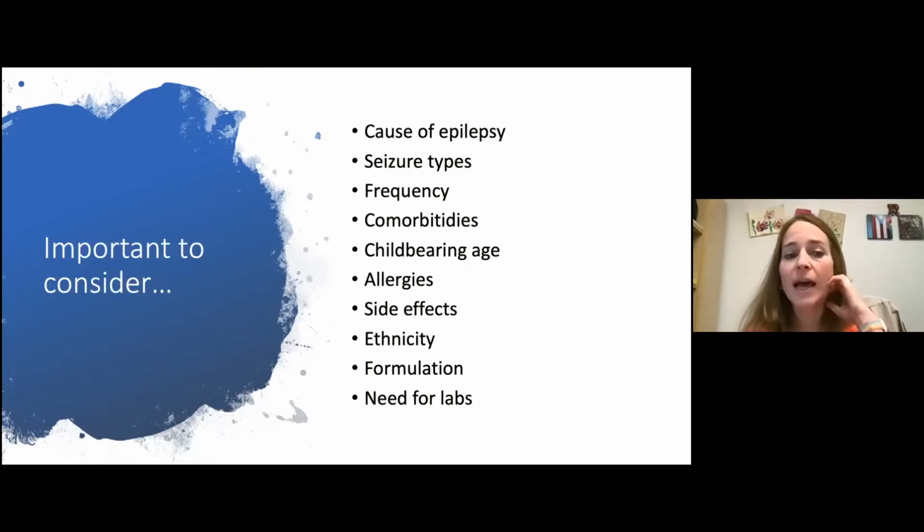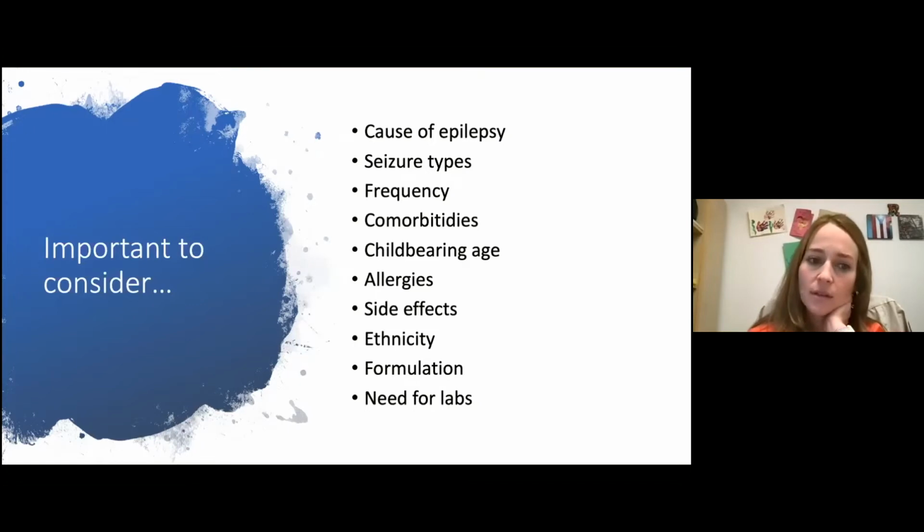And then the need for labs. Sometimes we choose medicines with that in mind: if kids are terrified of needles, or if it's very complicated for families to come to the hospital, we may consider medications that don't need a lot of lab checks or monitoring.